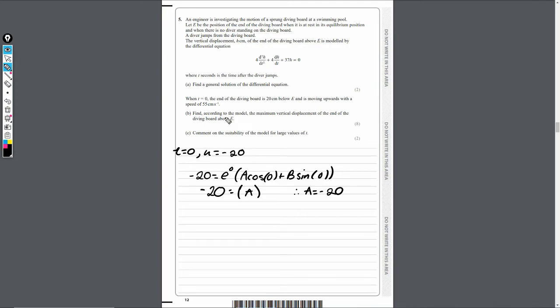Okay, so I can now get b, but to get b, I'm going to have to differentiate this, right? Because I'm never going to get a value here because my b is always going to cancel. And we've also been told that it's moving upwards with a speed of 55 centimeters per second. So if it's moving upwards with a speed, we're talking about velocity, and we know the displacement here, that's h. So if I differentiate h, I've then got velocity, okay? So just going back to your basic mechanics, the derivative of displacement will give me velocity.